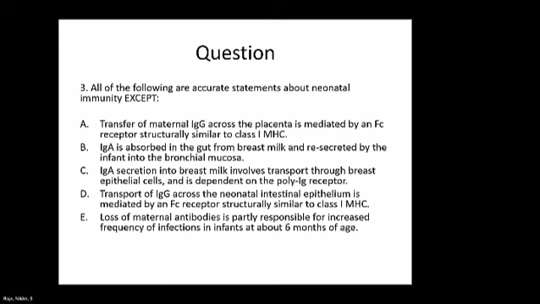B seems like a long shot, that IgA is absorbed in the gut from breast milk and resecreted by the infant into the bronchium. Okay, sounds good. So C sounds right. It actually is secreted in breast milk, and it uses a poly-Ig receptor.